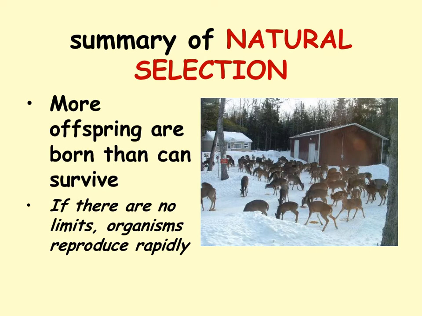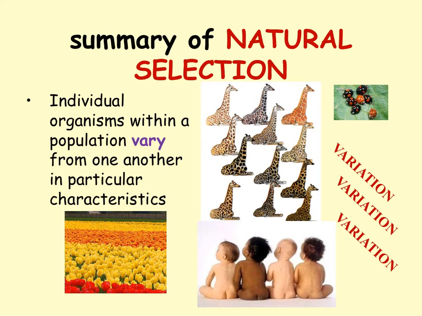We know that more offspring are born in populations than can survive. We also know that the organisms or the population will reproduce and grow rapidly if there are no limits to the population. However, we also looked at variation. Variation occurs naturally in populations. Individuals within a population vary greatly from one organism to the next.